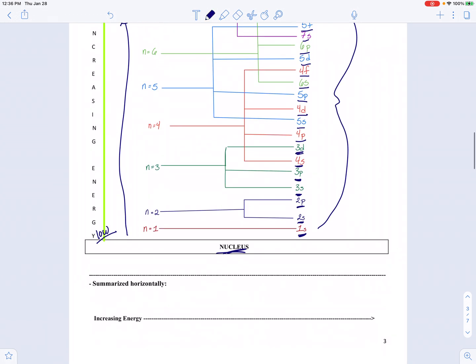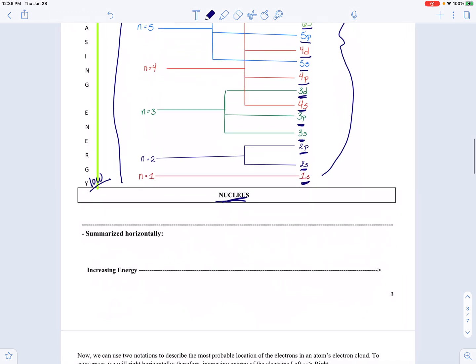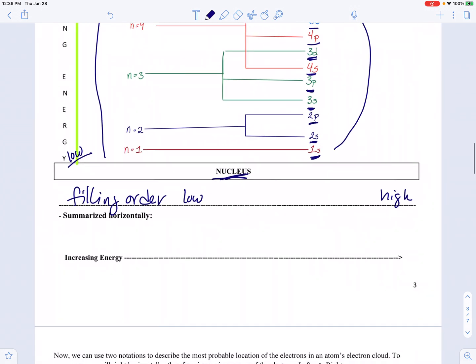But just so that we are very clear here, this is the filling order for our electrons, going from low energy to high energy. Electrons will first go into 1s, and that can fit 2. Then you would fill 2s, and that can fit 2. And then you would fill 2p, and that fits 6.